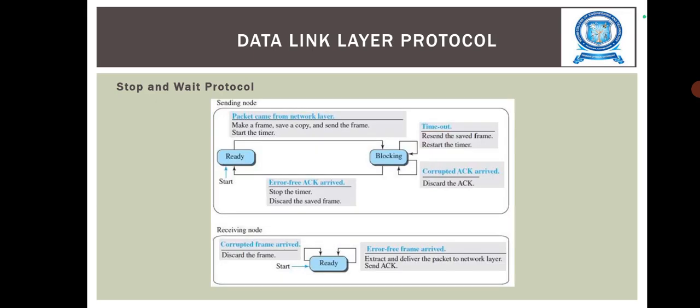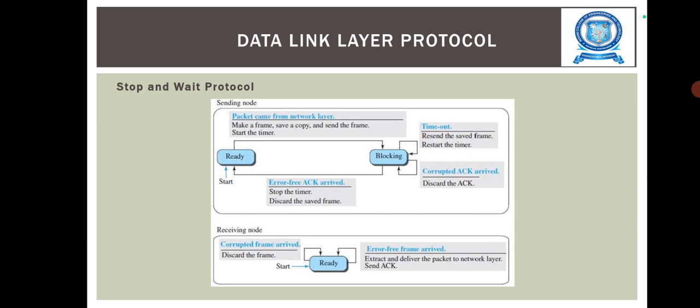This diagram shows that when the sender is in the ready state, it is only waiting for a packet from the network layer. If a packet comes from the network layer, the sender creates a frame and saves a copy of the frame. Then the sender moves to the blocking state. When the sender is in the blocking state, three events can occur.